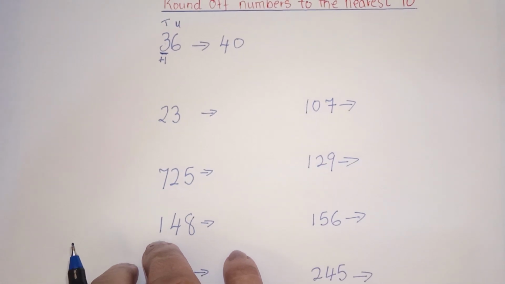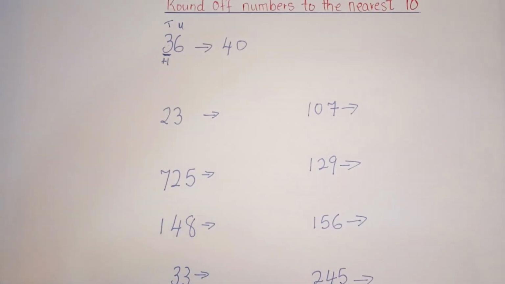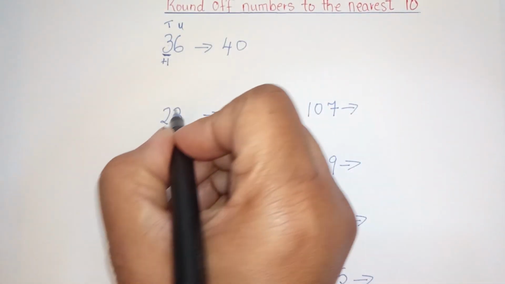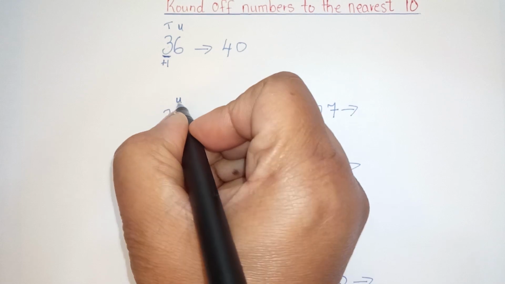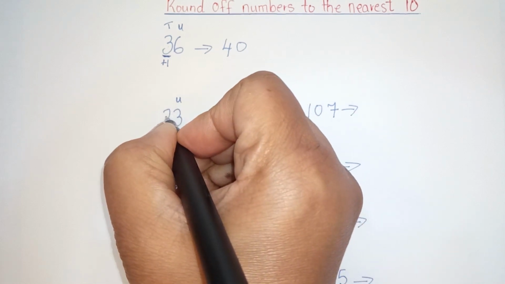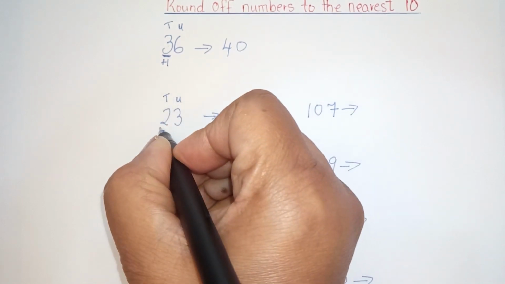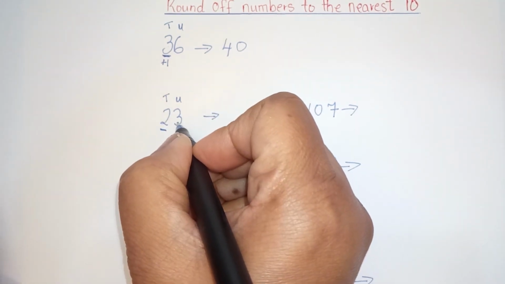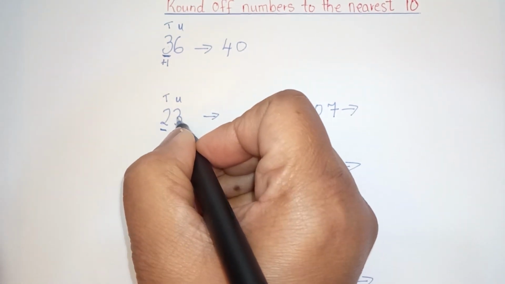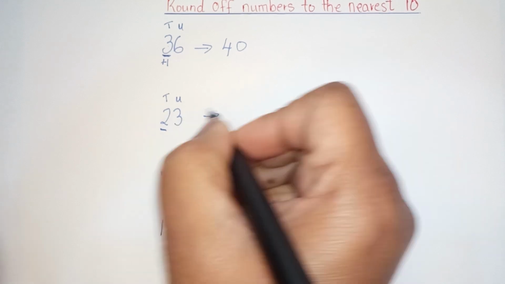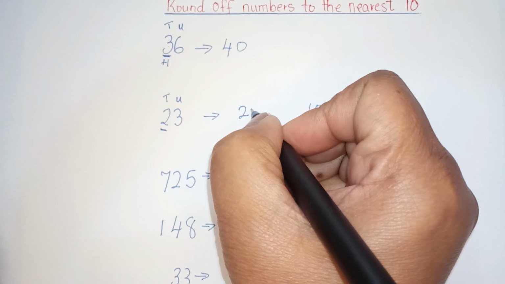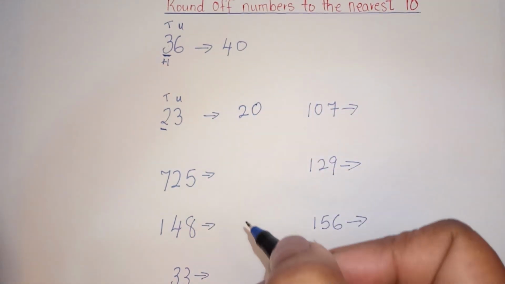So here we have 23. Again, we're going to put this 23 into its place value. We say 3 will be units and 2 tens. So we spot out the tens and we look at the number next to it, which is 3. 3 cannot give, it's supposed to be 5 or more. 2 will remain the same and 3 will become zero. When we round it, it becomes 20.